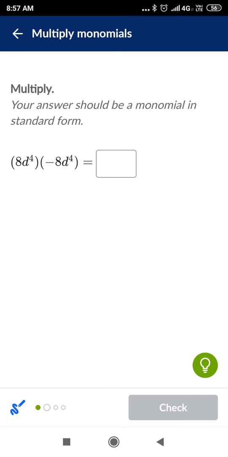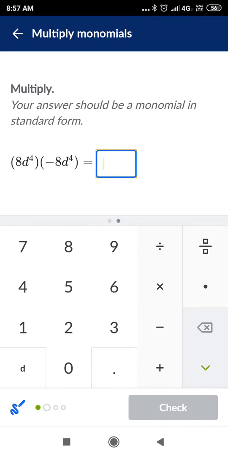Here the first monomial has sign plus, second monomial has sign minus, and when we multiply plus and minus we get minus. So that is the first component. Second component is constant, 8 and 8, so 8 into 8 is 64. And third component is d to the power 4 into d to the power 4, that is d to the power 8.